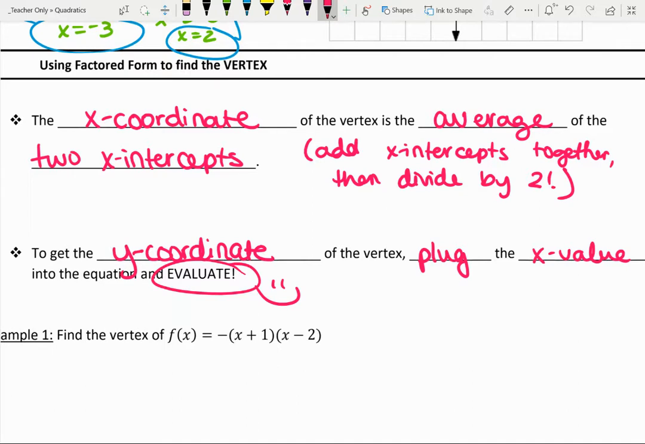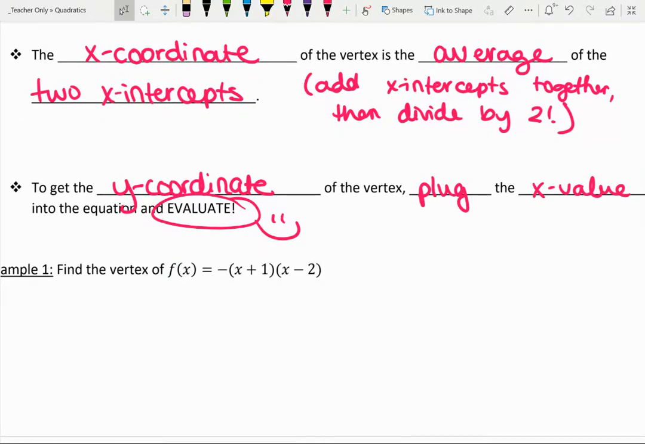So we're going to do a couple of examples here practicing that. And so we're really practicing two things. We're practicing the x-intercepts, and then we're going to use that to practice finding the vertex. So this example, f of x equals negative (x plus 1)(x minus 2). Remember that negative is really a negative 1, an a value of negative 1. So our parabola will open downwards.